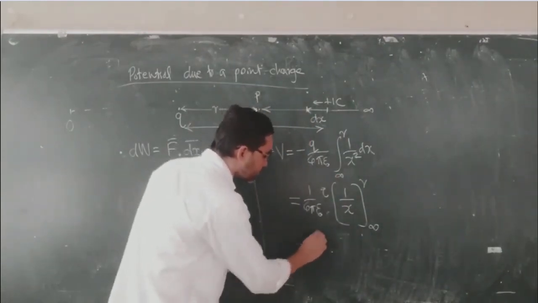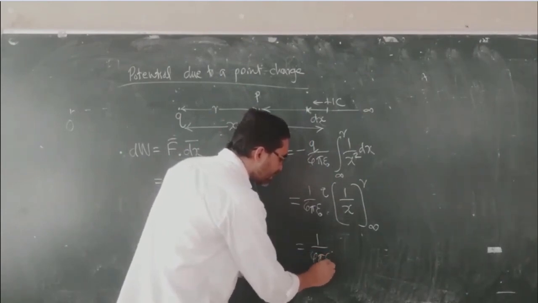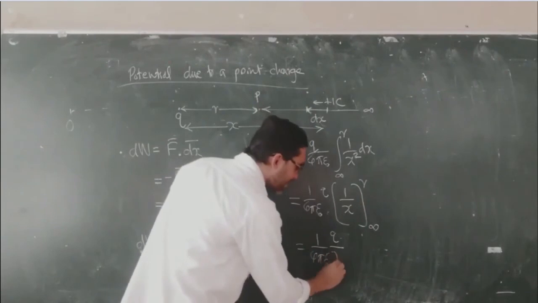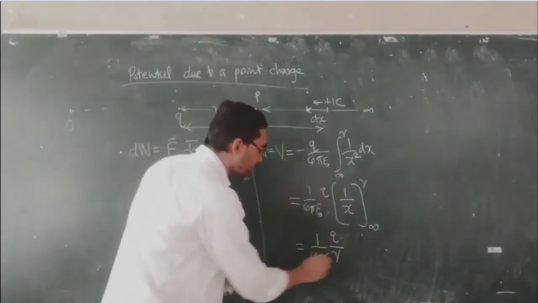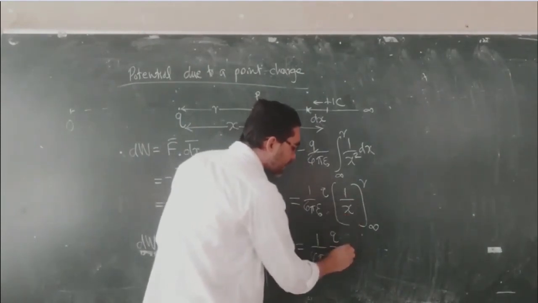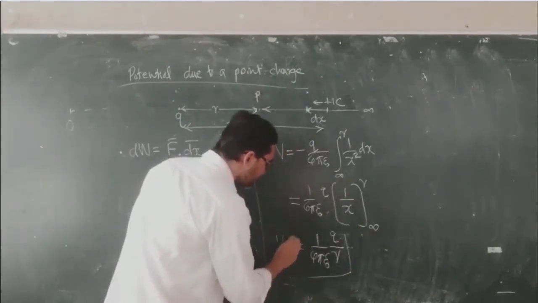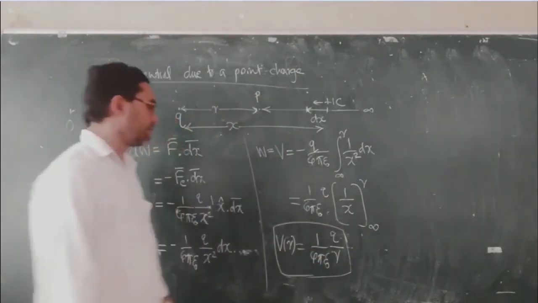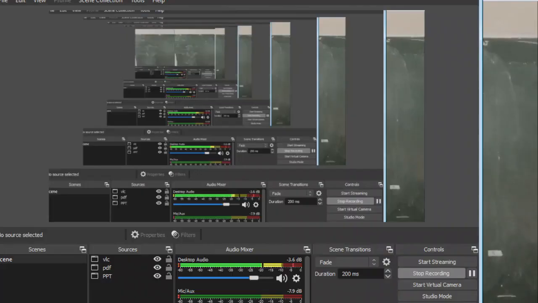So that is equal to 1/4 pi epsilon 0 q by r, and 1 by infinity will be 0. So this is the electric potential due to a point charge at a distance r from it. The remaining portion will be discussed in the next class.